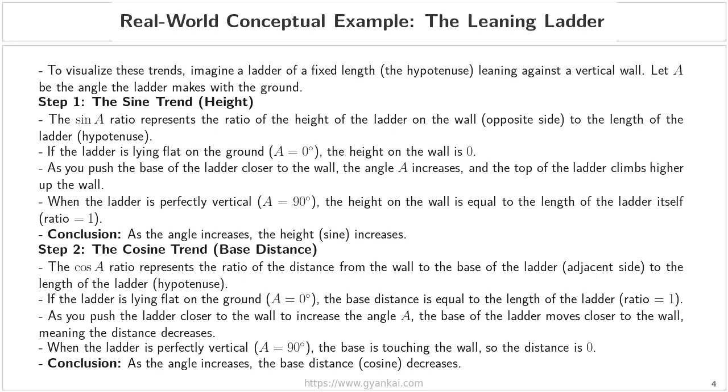As we push the base of the ladder closer to the wall to increase our angle A, the distance between the base and the wall naturally gets smaller. When the ladder reaches a perfectly vertical position at 90 degrees, the base is touching the wall, so the distance is now 0. Therefore, we can conclude that as the angle increases, the base distance, or the cosine value, decreases. This physical movement perfectly mirrors the mathematical trends we observed in the tables earlier.